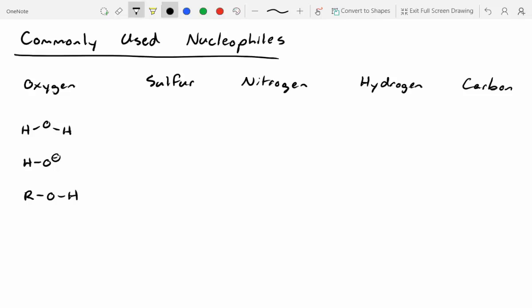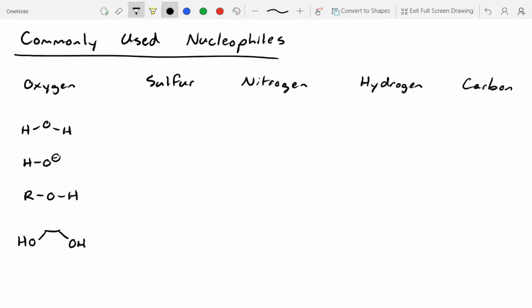The other one that we're going to see pretty commonly here is a diol. Diols are very commonly used as oxygen-based nucleophiles. And what's this diol called? You could call it 1,2-ethane diol, or more commonly, ethylene glycol. This is very commonly used as an oxygen-based nucleophile. So we'll see this a little later on in the chapter.